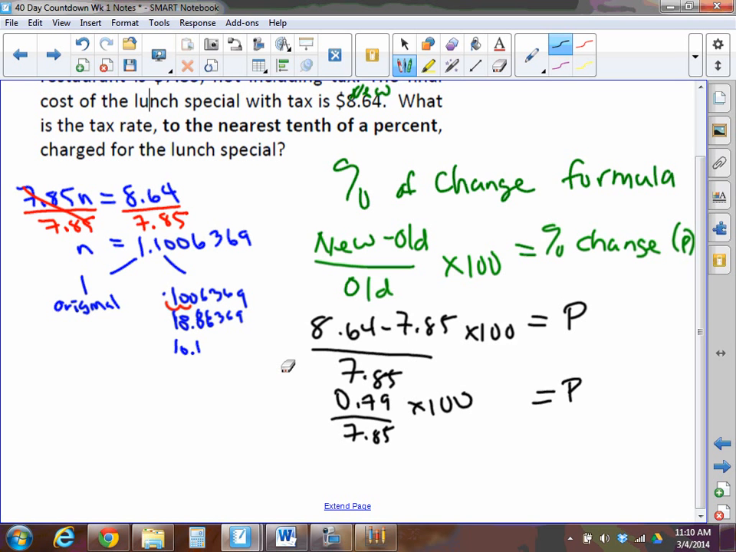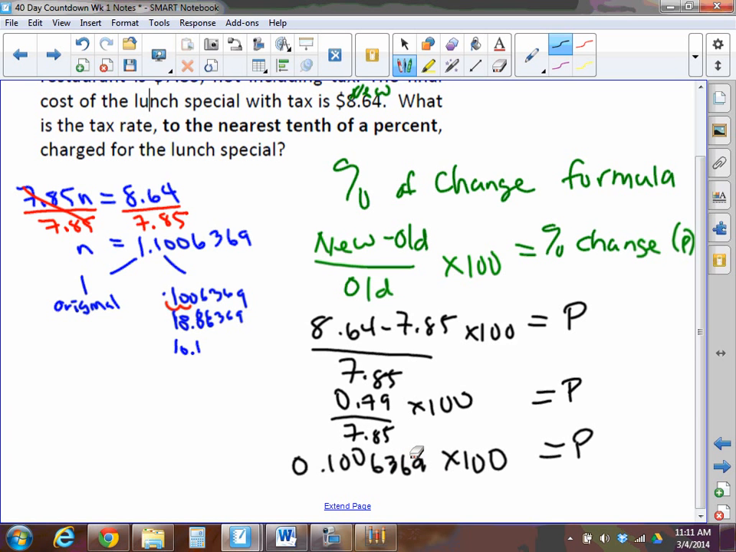So divide by 7.85, and you end up with 0.1006369, just like we did over here. But the good thing is that we never had to separate off this 1, and it avoids a lot of errors that I saw a lot of you making. You still have to multiply by 100 because you haven't done that yet, and that's going to ultimately give you the percentage, the percent of change.